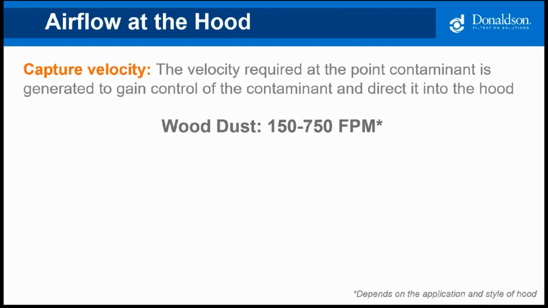When determining airflow at the hood, the main design factor is called capture velocity, the velocity required at the point where contaminant is generated to gain control of the contaminant and direct it into the hood. For wood dust, capture velocity is typically between 150 to 750 feet per minute, or FPM as we refer to it, although it's going to depend on the application and the style of hood that you're going to use.